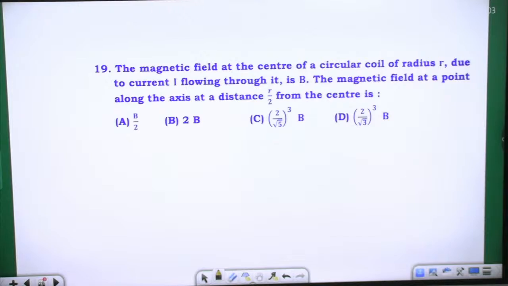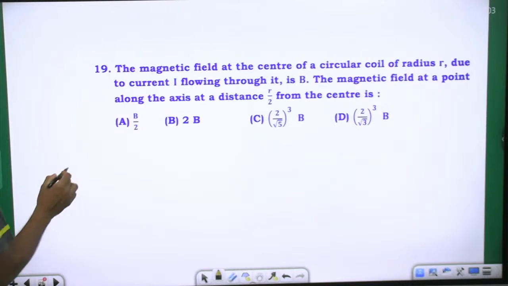Next, the magnetic field at the center of a coil of radius R due to current I is given. The magnetic field along the axis at a distance of R by 2 from the center is. Once again, a basic direct question.